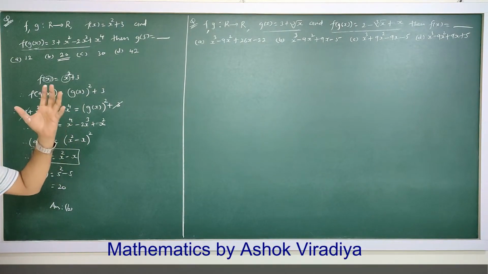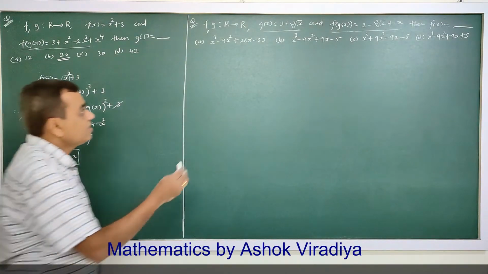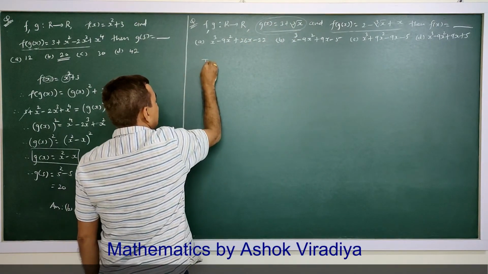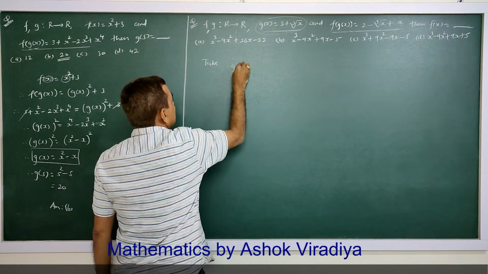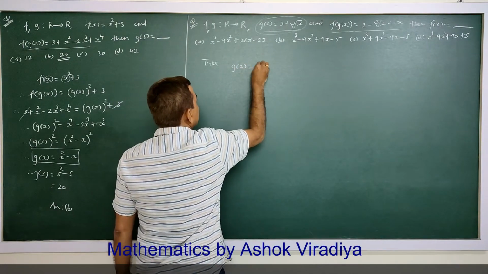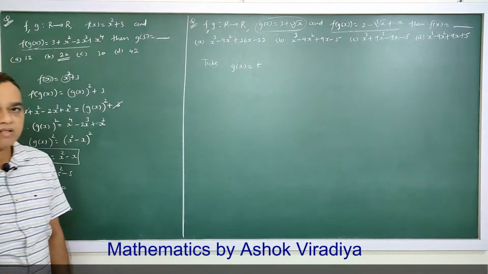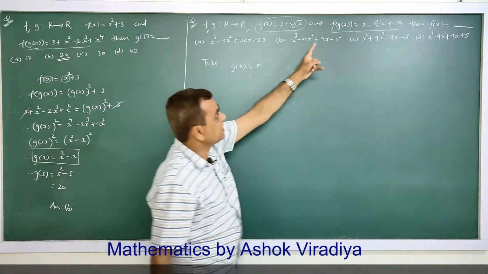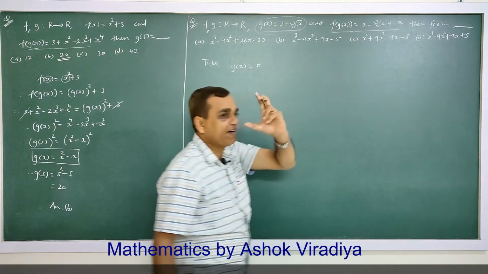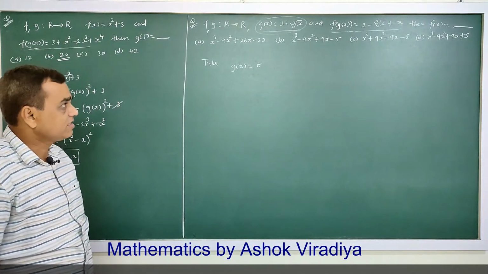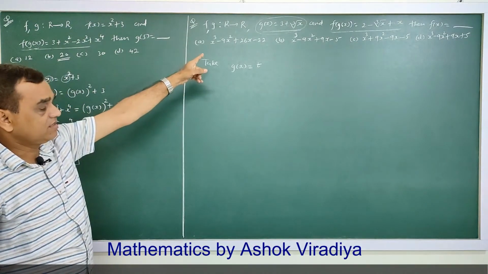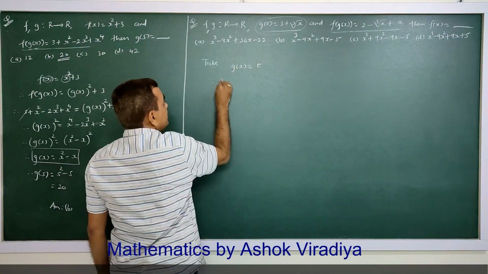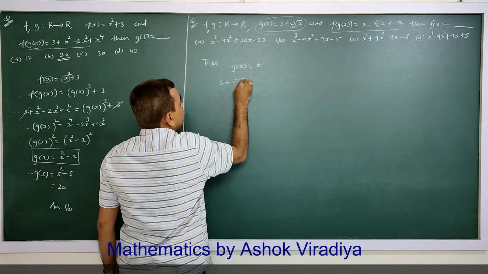So what is the procedure to find the outer function? We take inner function equal to t. Suppose that g(x) equal to t. Take g(x) equal to t. This is t that we want to find. g(x) is given. We want the outer function. So g(x) is t. That means 3 plus cube root of x is t.